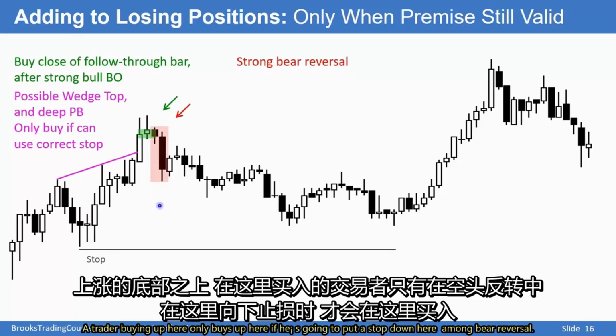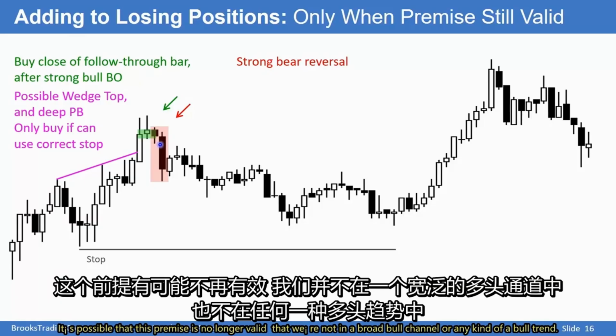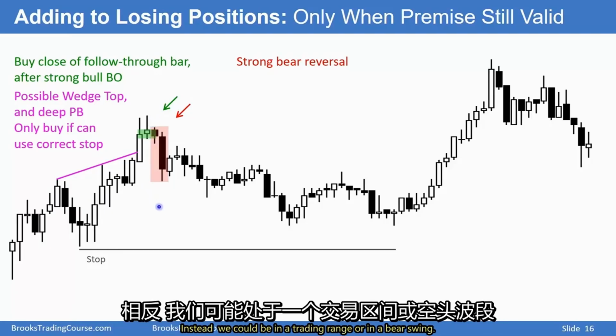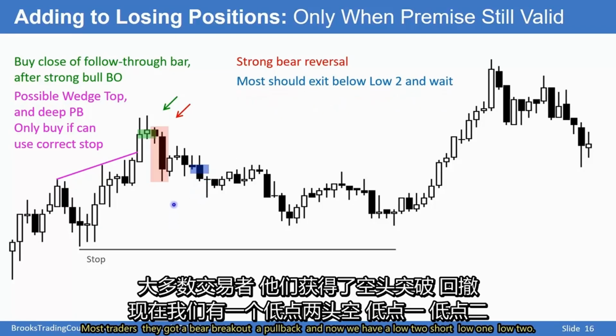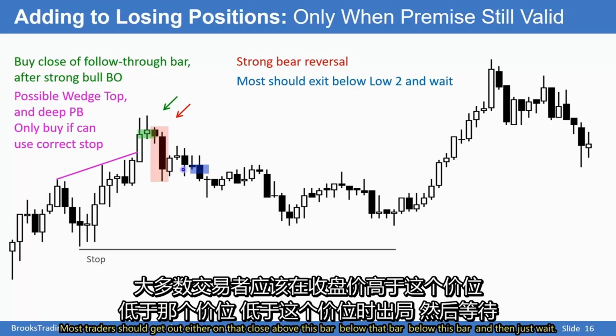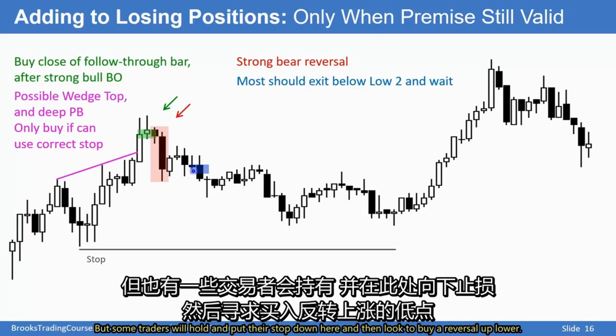Strong bear reversal. It's possible that his premise is no longer valid, that we're not in a broad bull channel or any kind of a bull trend. Instead, we could be in a trading range or in a bear swing. Most traders, they got a bear breakout, a pullback, and now we have a low 2 short, low 1, low 2. Most traders should get out either on that close, above this bar, below that bar, below this bar, and then just wait. But some traders will hold and put their stop down here and then look to buy a reversal up lower.